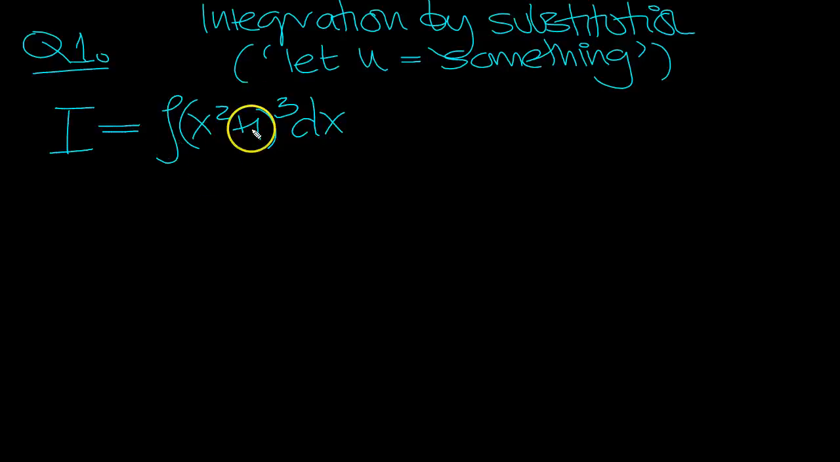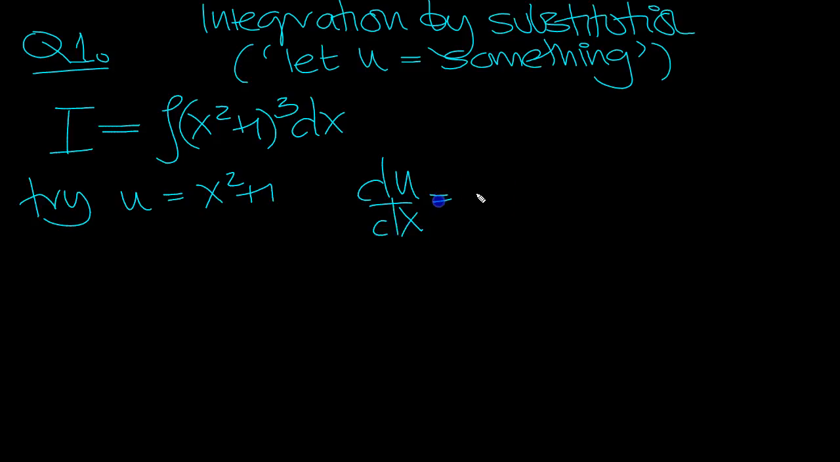Okay, let's try something then. For this example here, we can see that it's something cubed, so we could think about trying u equals x squared plus 1, see if it works. du/dx then will be 2x, and then that tells us that dx, move that up, is equal to 1 over 2x.